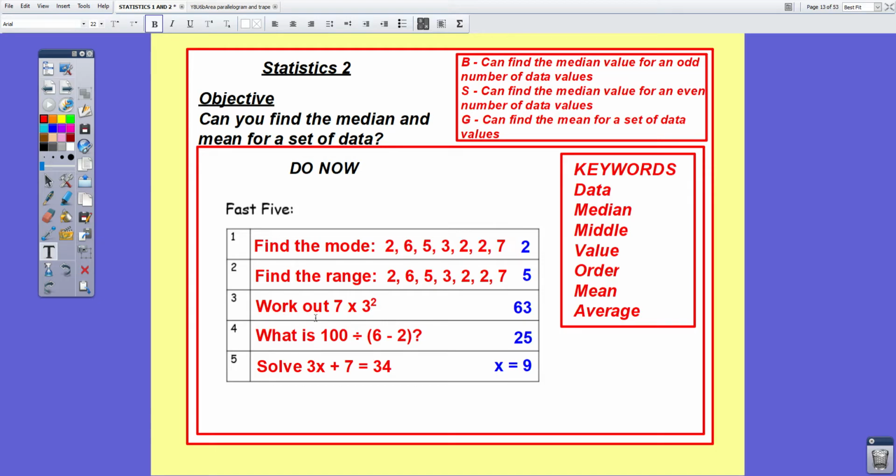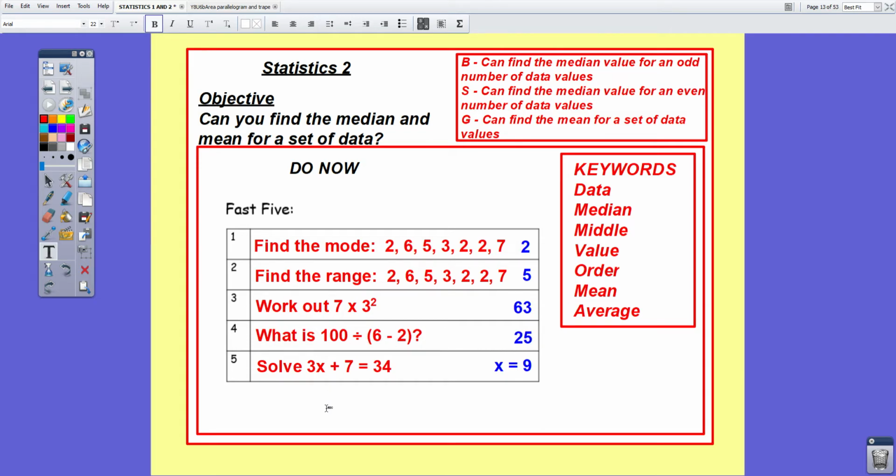Number 3, work out 7 times 3 squared. This is a BODMAS question, which is where you have to do 3 squared first and then multiply the answer by 7. 3 squared is 9, 7 times 9, 63. Question 4, what is 100 divided by 6 take away 2? Again, BODMAS. We do the thing in the brackets first, 6 take away 2, which is 4, 100 divided by 4, and our answer is 25.